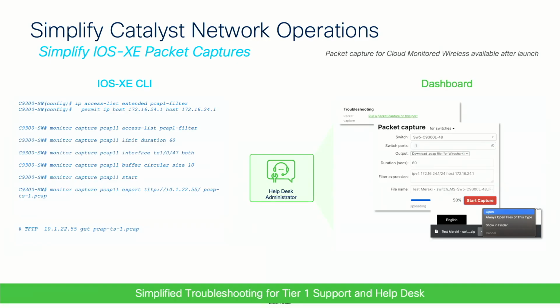So what we've wanted to do with dashboard is to implement packet capture features, but do it with a few simple clicks. So here's a great example, right? It might take a handful of configurations to get a packet capture started on iOS XE. And then, of course, after you do all that, you've got to copy the file off of your box, copy it to a TFTP server, get it over to your laptop so you can start analyzing it. So how can we do that?